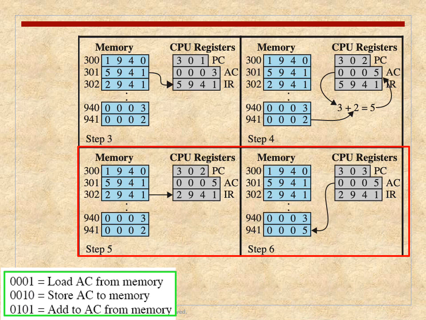So here's the solution. In the instruction register, we have the store operation 2, which is the opcode, and 941, which is the address where the content of the accumulator shall be stored. We can see that the accumulator content, which is the number 5, has been stored at the memory address 941, which also now contains the number 5. And again, the program counter has been incremented. It now contains the number 303, which is the address of the next instruction to be executed.